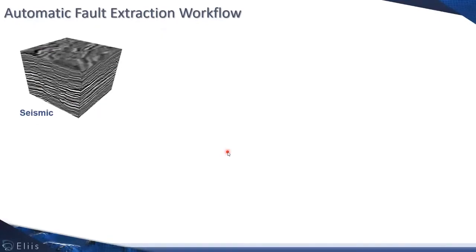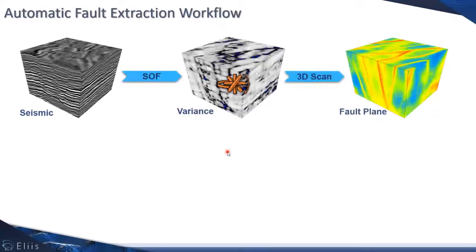We start from the seismic, and from the seismic, the idea is to create the fault plane volume. So this is the first step. To create the fault plane volume, PaleoScan is going to create first the variance, but unfortunately, the user cannot control the variance parameters. This is kind of a black box where PaleoScan creates the variance, and from the variance, PaleoScan creates the fault plane. So this is the first step.